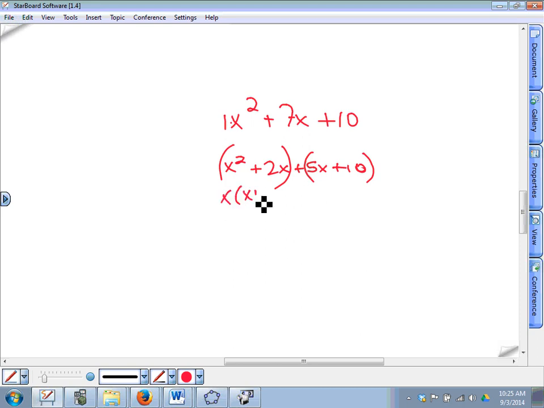From the first group you get out the x, that leaves you with x plus 2. From the last group you get out the 5, that leaves you with x plus 2. So your factors are x plus 2 and x plus 5. That's the process of factoring by grouping.